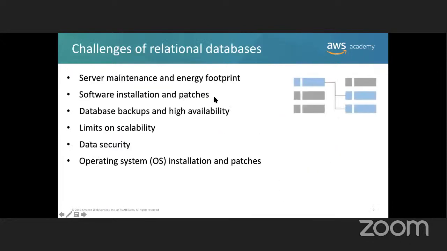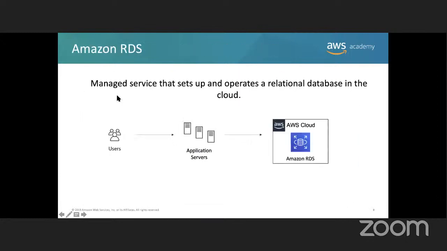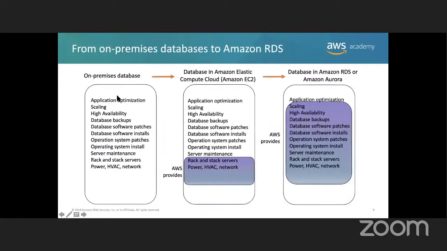But let's see the worst case scenario is when you have it on-premises, okay? When you have it on-premises, do you have to take care of everything? Application optimization, scaling, high availability, database backups, database software patches, database software installs, operating system patches, operating system install, server maintenance, rack and stack servers, power, ventilation, air conditioning, heating, network, all of that you have to take care of, right? That's when you have it on premises. And that's one of the huge disadvantages of having your databases on premises.